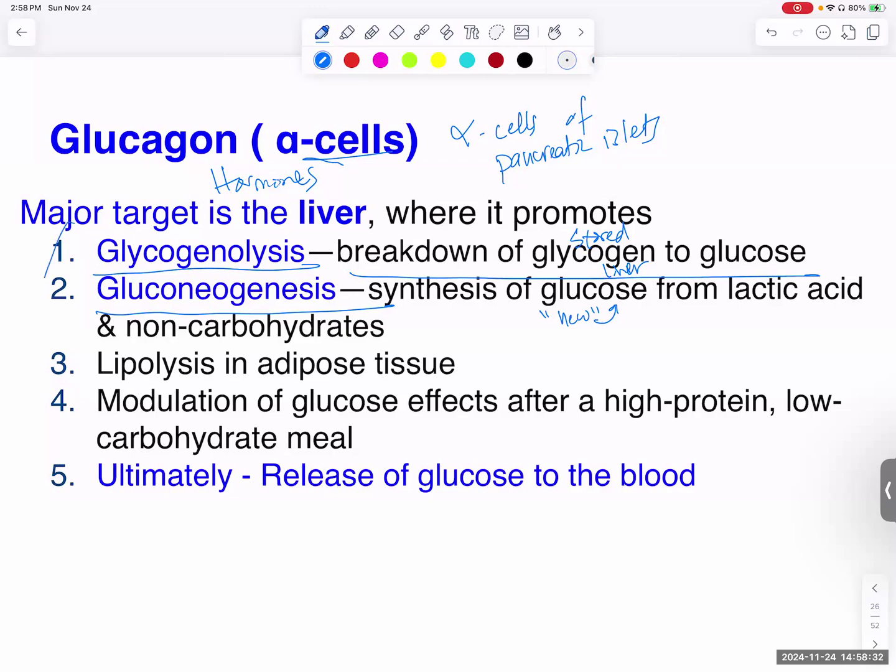It also stimulates the breakdown of stored fats. So lipolysis is breakdown of stored fats. And modulation of glucose effects after a high protein, low carbohydrate meal. This can affect glucagon being released.